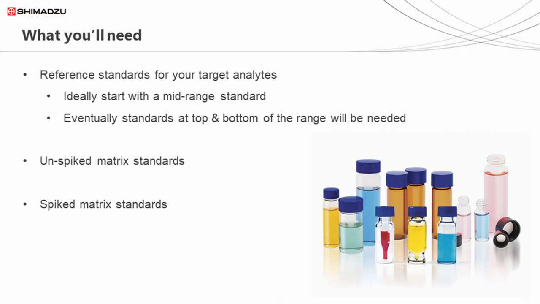Also bear in mind the various chemicals you'll need to develop your method. A reference standard containing all the analytes of interest is an excellent start. A mid-range standard is good for initial method development, and a high and low are useful to check peak dynamic range. We'd also recommend spiking these standards into a matrix, similar to what real samples would look like. This allows you to simulate real-world samples as closely as possible.